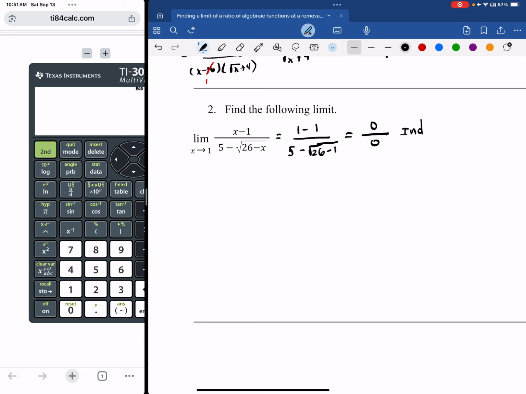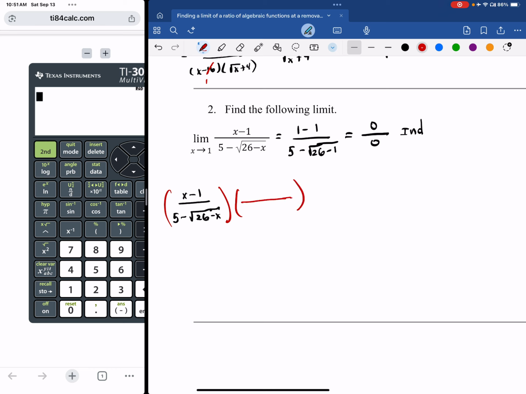So to see if the limit exists, we need to use one of our tricks or techniques to simplify the function. I'm going to look at that original function. I have x minus 1 in the numerator. I have 5 minus the square root of 26 minus x in the denominator. I'm going to multiply by the conjugate here. And in this case, I'm going to multiply by the conjugate of the denominator.